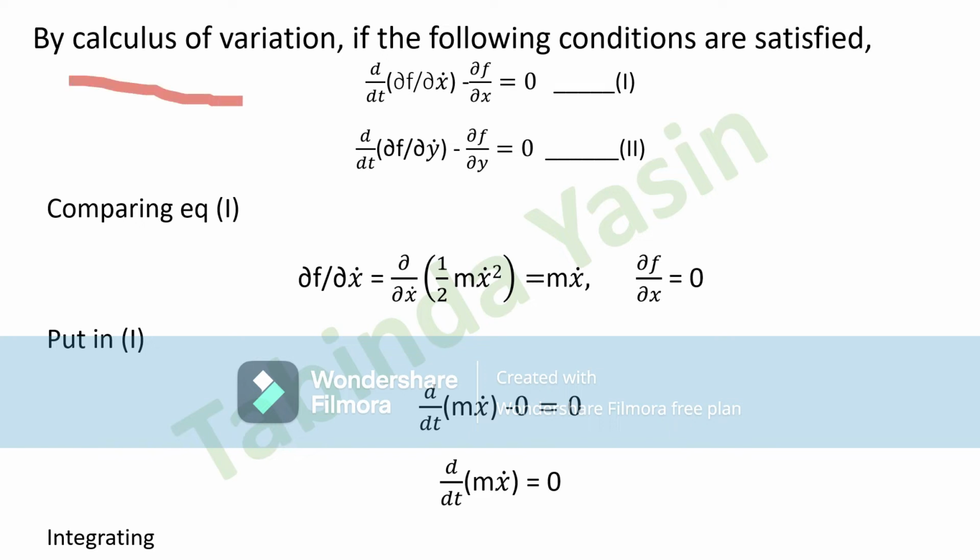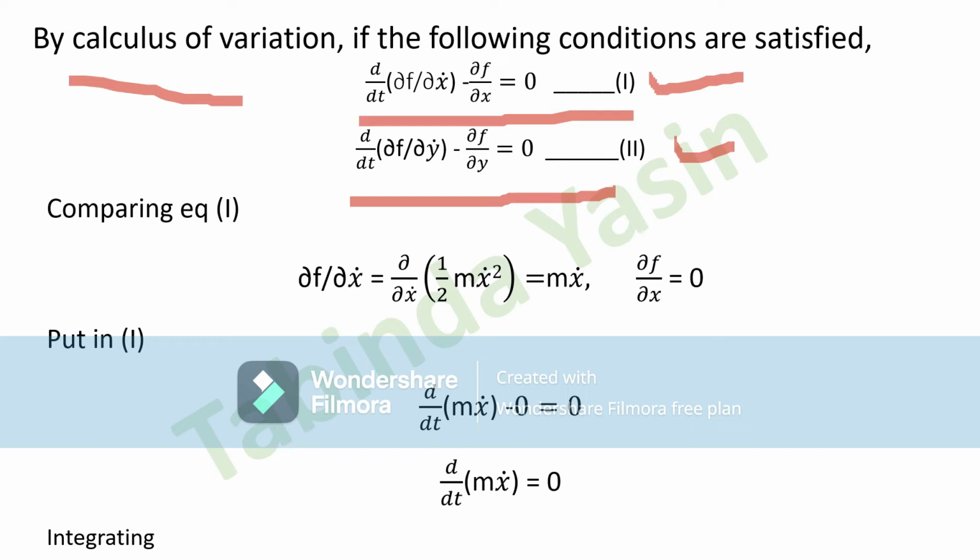By calculus of variations, the following conditions are satisfied. Number one: d/dt of partial f over partial x dot minus partial f over partial x is equal to 0. And the other: d/dt of partial f over partial y dot minus partial f over partial y is equal to 0. Calling these equation 1 and equation 2.